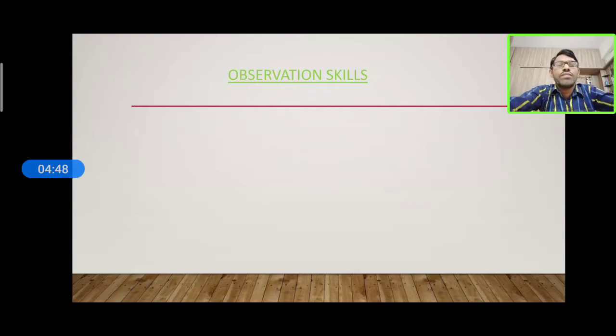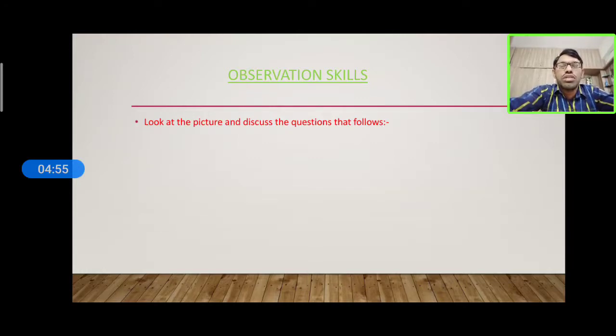The question says: look at the picture and discuss the questions that follow. So you are supposed to look at one of the pictures. Now you will see a picture on the screen. By looking at that picture, we have to discuss it, and afterwards answer whatever questions are given regarding that picture. I hope you are understanding my point. Now we shall look at the picture. What is the picture? We shall see.